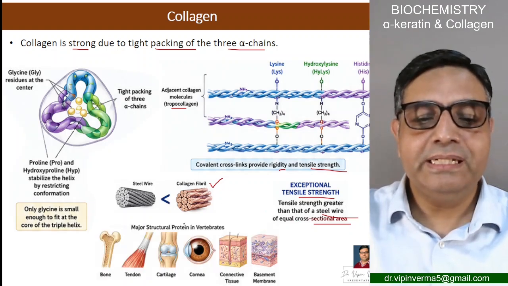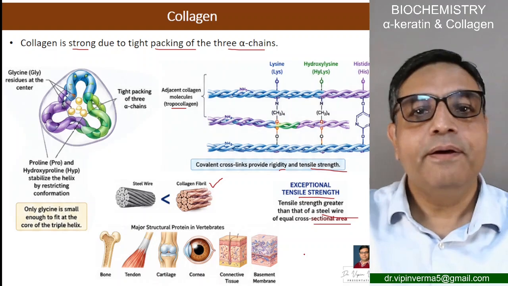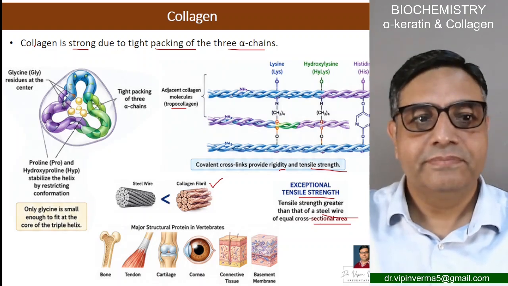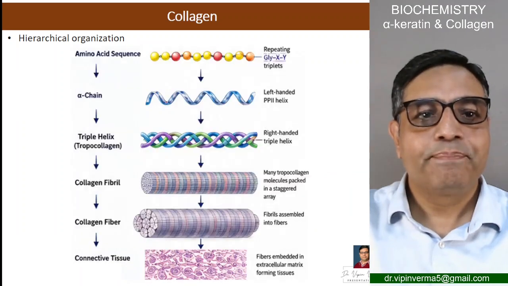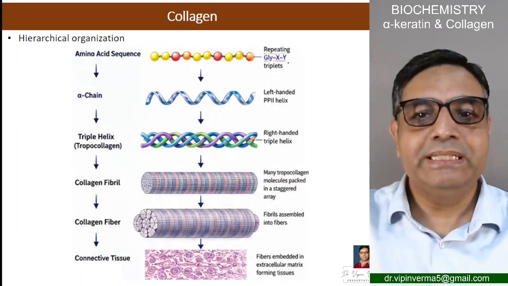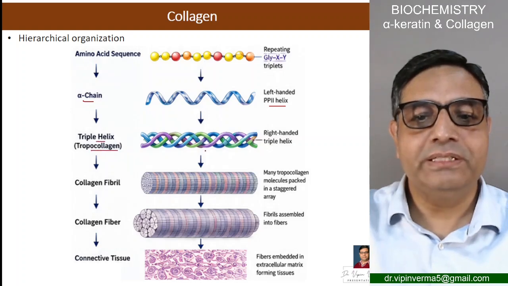Now, they are the major structural proteins in vertebrates. They are found in bones, tendons, cartilage, cornea, connective tissue and the basement membrane. Now, let us see the organization of the collagen. There are amino acid sequences which have the repeating glycine-X-Y triplets. Then they make the alpha chain. These alpha chains are basically left-handed PPII helices. Then they make a triple helix, the tropocollagen, which is a right-handed triple helix.